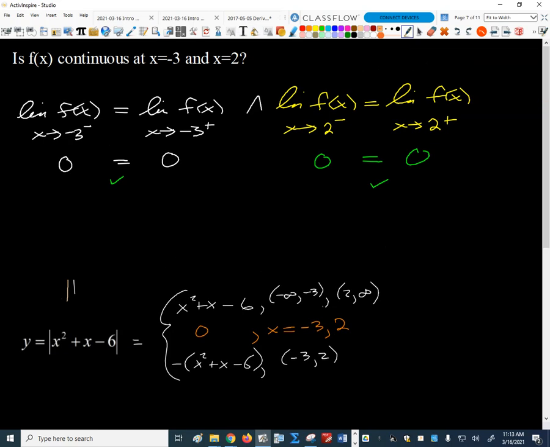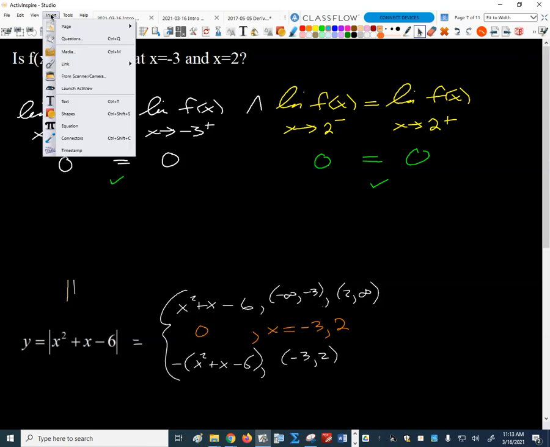Good. But just because it's continuous, does that mean it's differentiable? No. Differentiability implies continuity, but we can have functions that are continuous and not differentiable. That would be the case if there were a sharp corner. Okay, so the next issue we have to address is, let's make another page here.